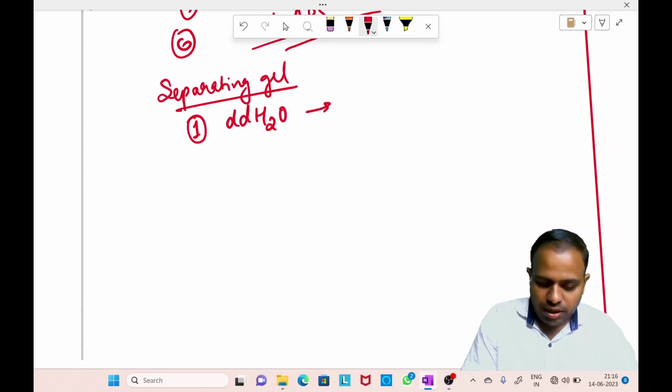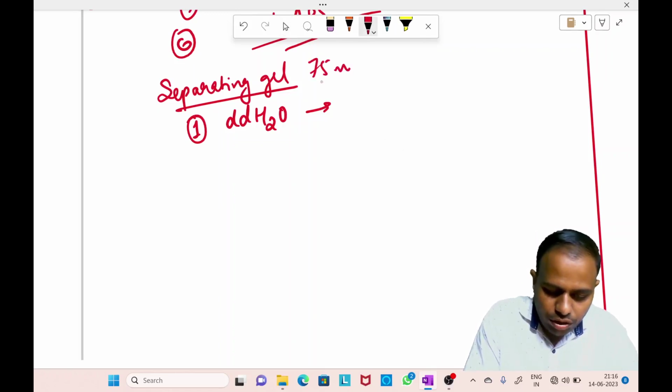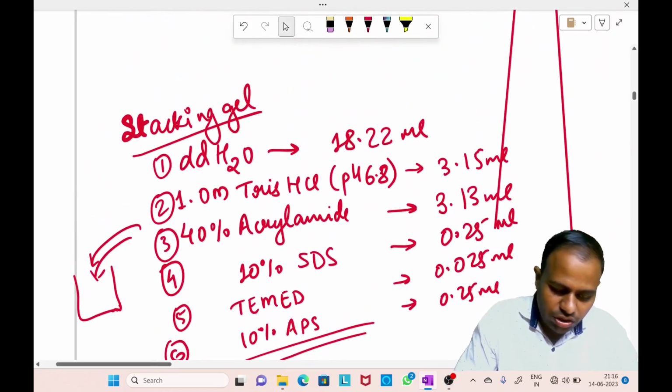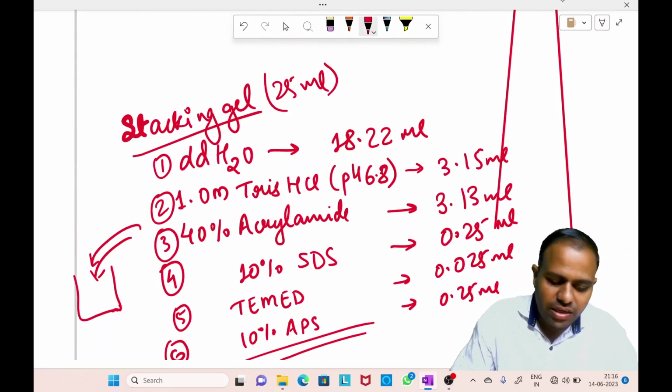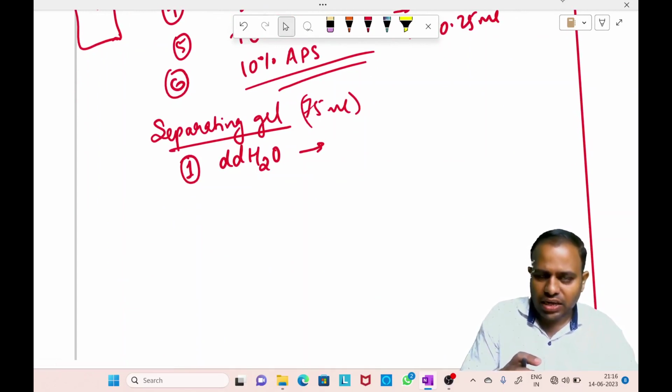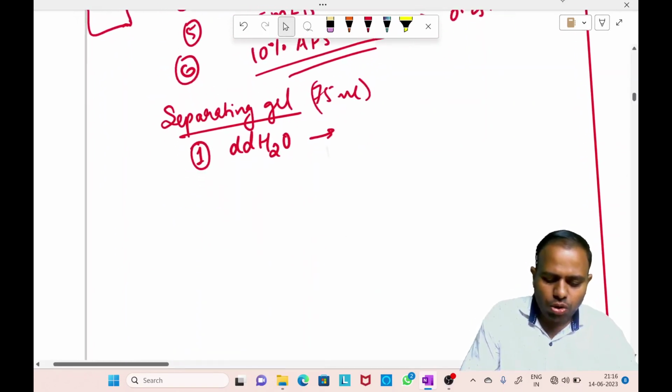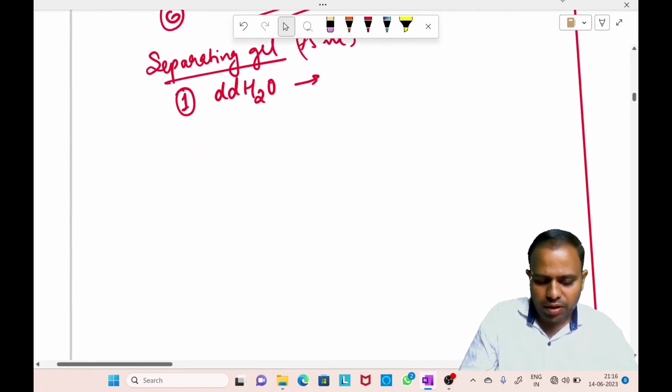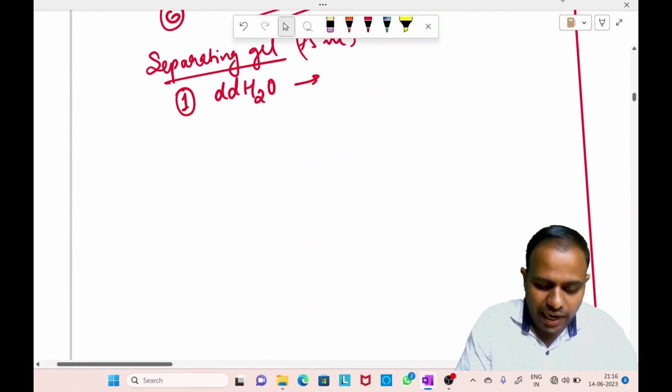Okay, so the separating gel here is for 75 ml. The stacking gel concentration which I gave you is for 25 ml. Generally the stacking gel to separating gel ratio should be around 1/4 to 3/4, which means 1/4 is stacking gel and 3/4 is separating gel. Sometimes it is also 2/3 separating gel and 1/3 stacking gel. It depends on the machinery, and also the plates which you are using.